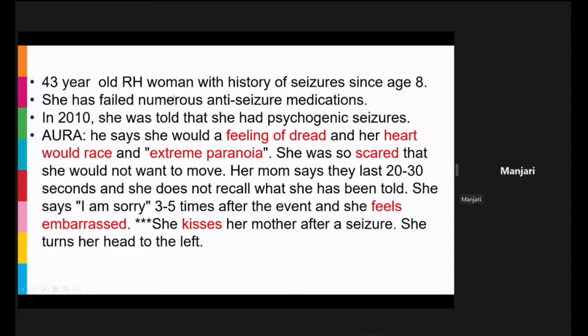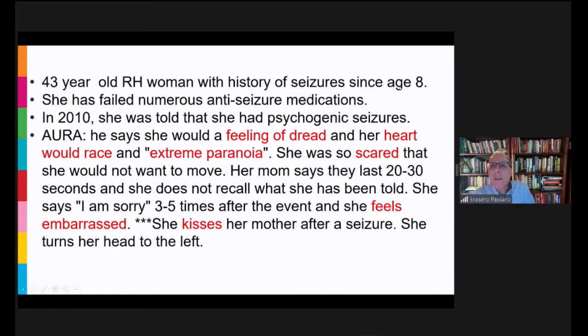Okay. This is a 43-year-old right-handed woman with a history of seizures since age 8. In 2010, she was told that she had psychogenic seizures. She has an aura with a feeling of dread, her heart would race, and she would feel somewhat paranoid. She was so scared that she would not want to move. Her mother says they last 20 or 30 seconds, she does not recall what she has been told, and she may say she's sorry and feel embarrassed, and then she kisses her mother after the seizure. Her head may turn to the left, but it's actually non-versive, more of a glance. I've seen this patient in clinic, and her partner showed me a video of her seizure, which I'll show you in a moment, and which helped tremendously. During her seizure, she frowned and has a blank stare, and she may smack her lips.